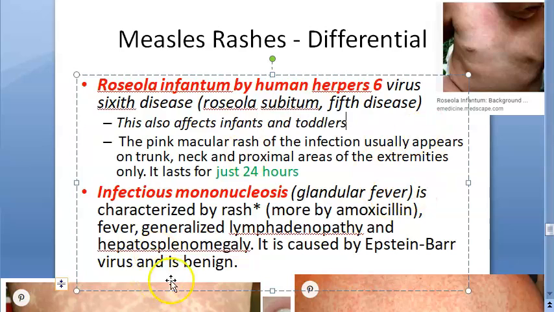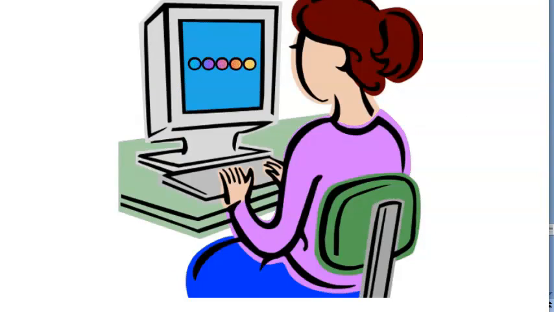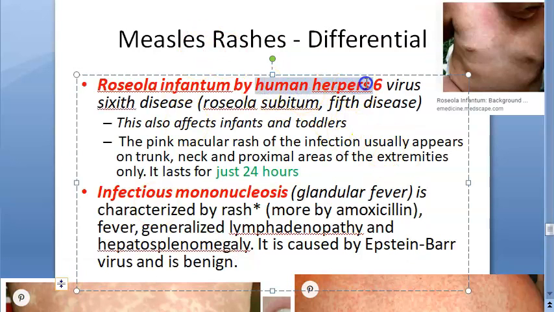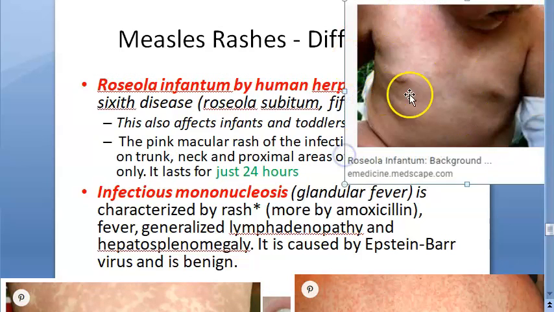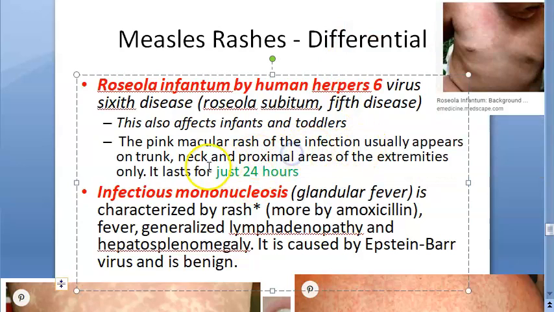So which virus are they blaming? Herpes virus. That's a DNA virus. So you should definitely be sure whether it's a DNA or an RNA virus at least, right? The pink macular rash of the infection usually appears on the trunk, neck, proximal areas. Okay, trunk. Let's look at this. Roseola infantum. Trunk, neck, proximal areas of the extremities only. It lasts just for 24 hours.